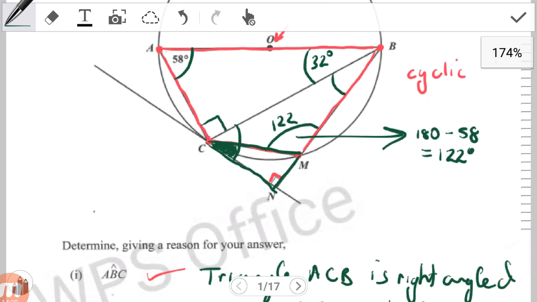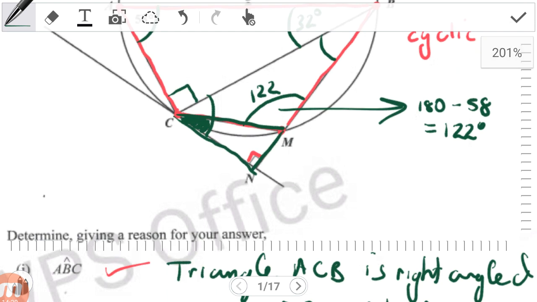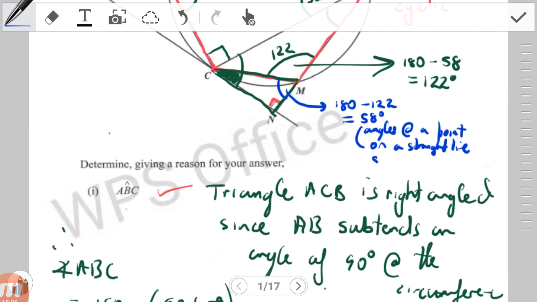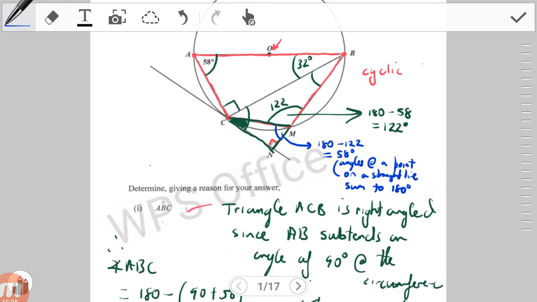Now since angles that are formed at a point on a straight line measure 180 degrees, then if we look carefully here, if we could somehow find this angle here, I can easily connect this angle with this angle here. Now we can find this angle by simply subtracting 122 from 180, and that should give me an angle of 58 degrees. The reason for that would have been the fact that angles at a point on a straight line sum to 180 degrees.